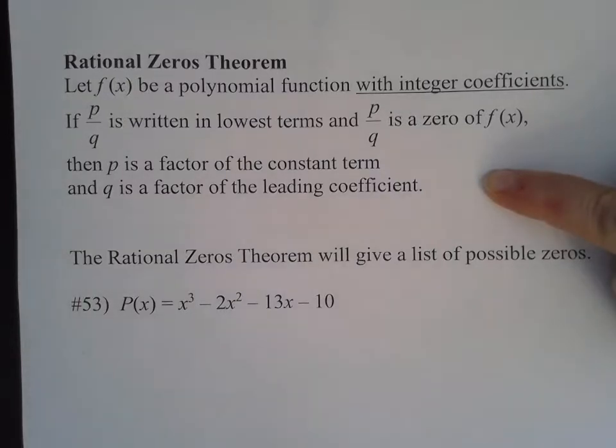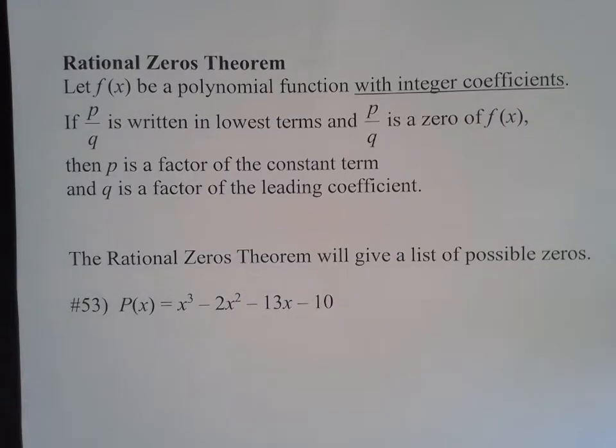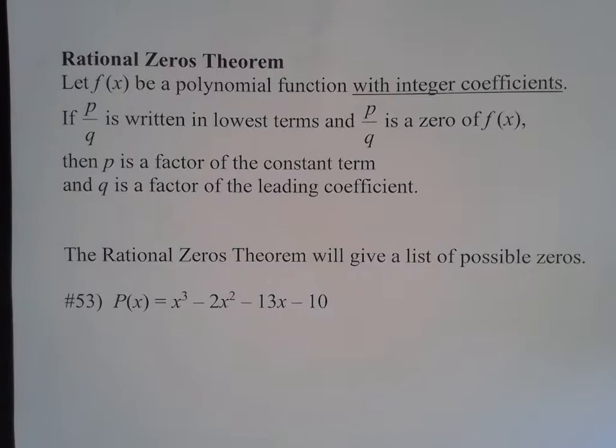So it gives you a sort of confined set to work with. You're not trying to find the 0 in all numbers everywhere. Now you have at least a smaller set. Sometimes that set of possible fractions is a small list, and sometimes it's a large list, but it is a list nonetheless. So the rational zeros theorem will give a list of possible zeros that you can then use to test and try to find the 0.